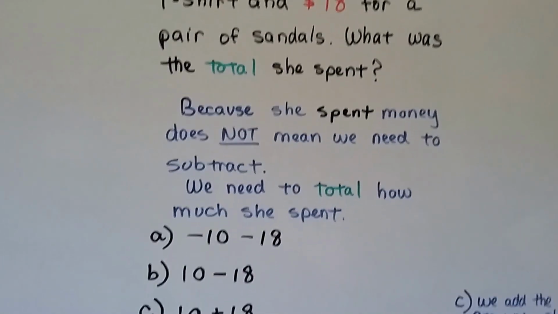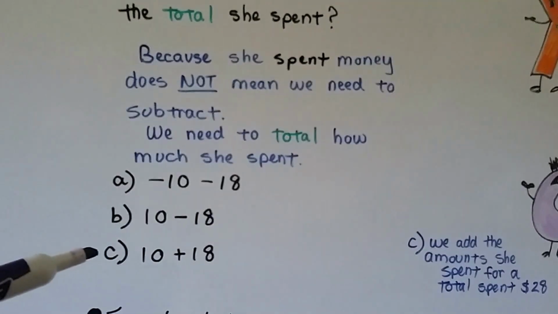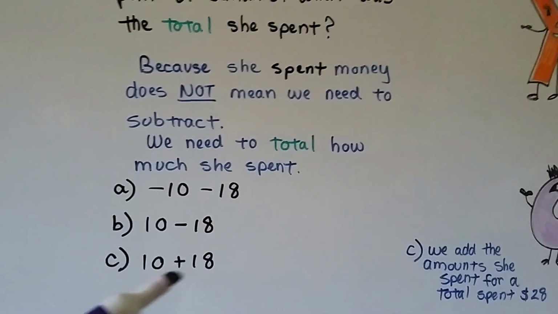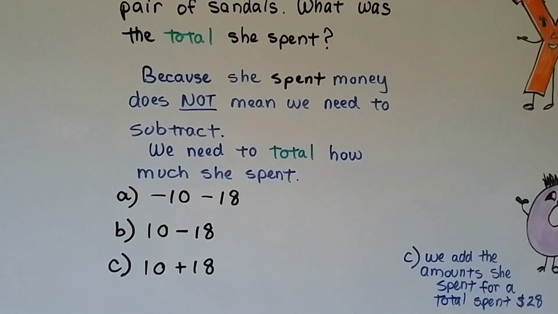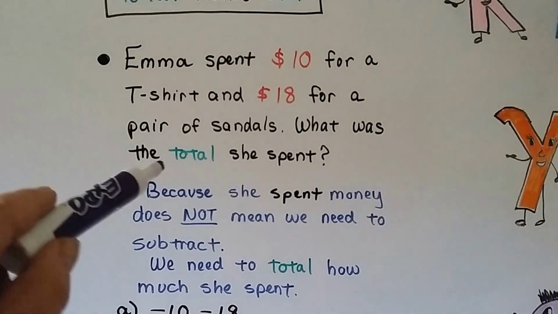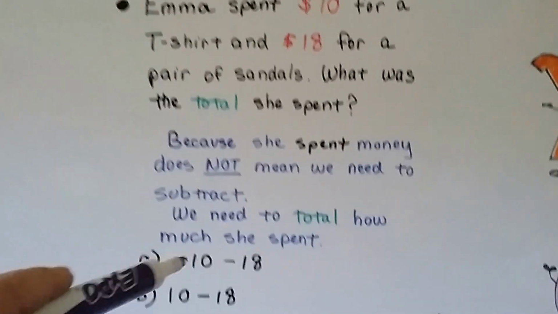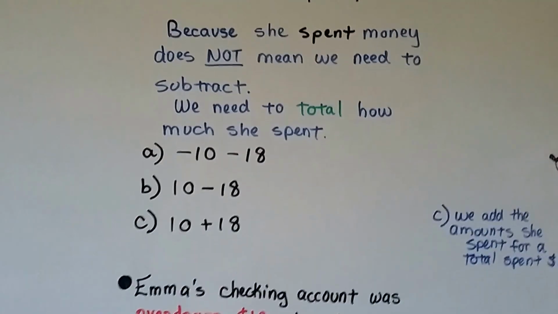So which one of these would be the correct one? It would be C, because we're going to add the 10 plus the 18 to get the total amount, $28, that she spent. See? We know we're looking for a total she spent, so that means we're going to add. So it can't be this one or this one. These are subtraction, so it's got to be C.